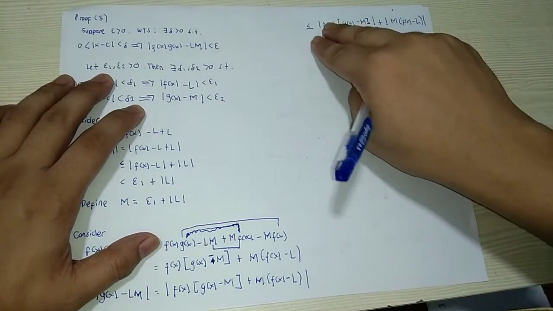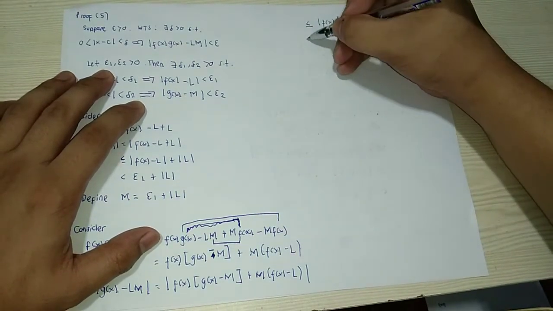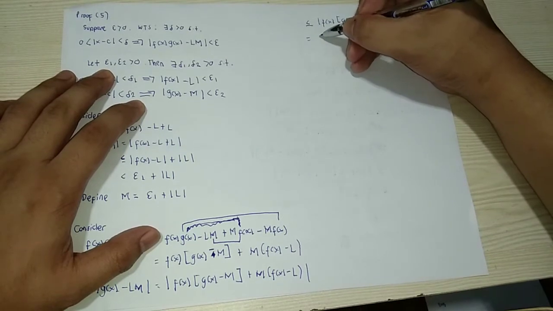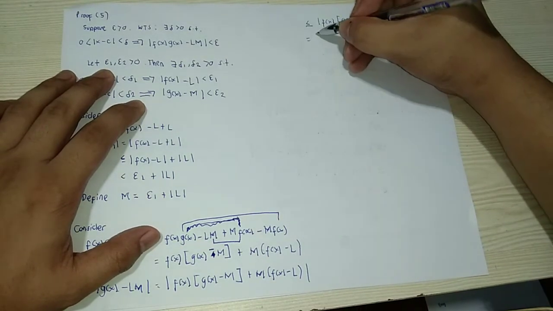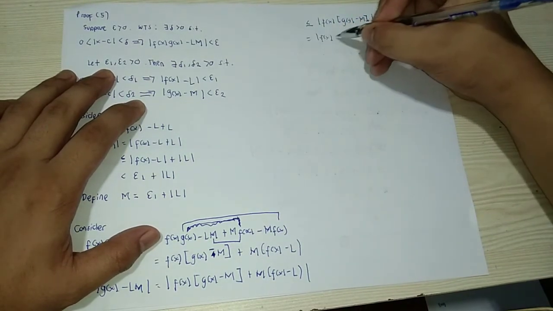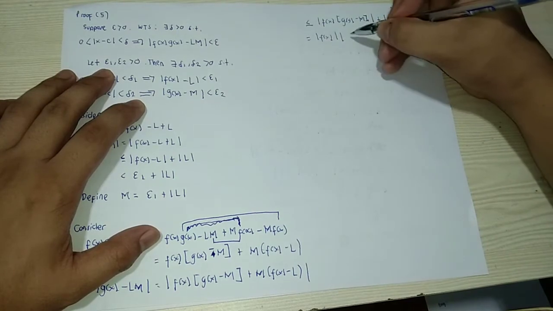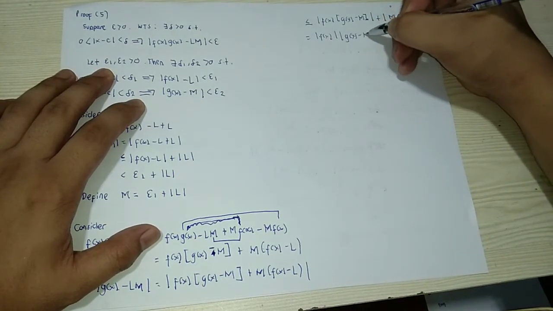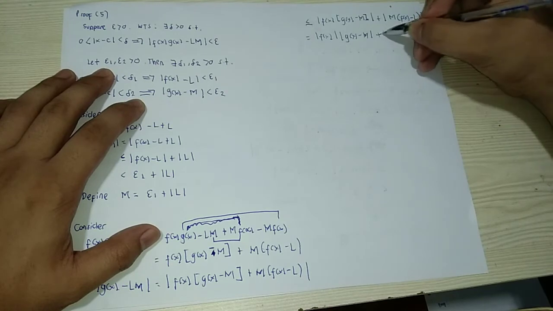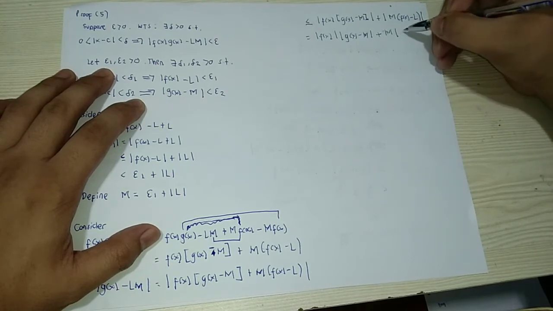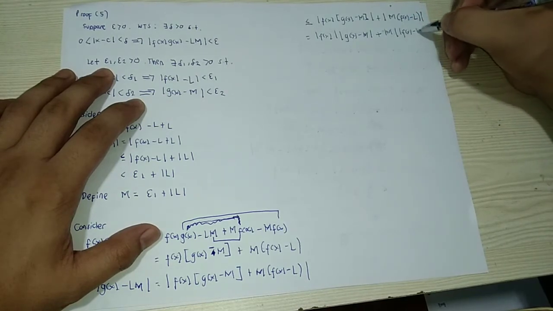And pwede natin paghiwalayin yung multiplication property ulit ng absolute value. So this is absolute value of f of x times absolute value of g of x minus m plus absolute value of m times absolute value of f of x minus L.